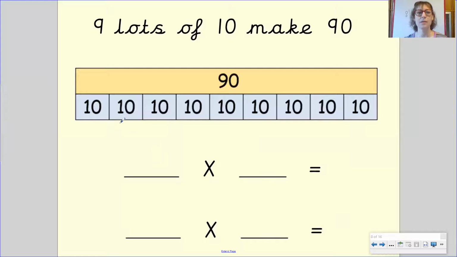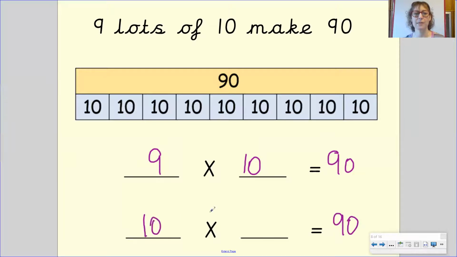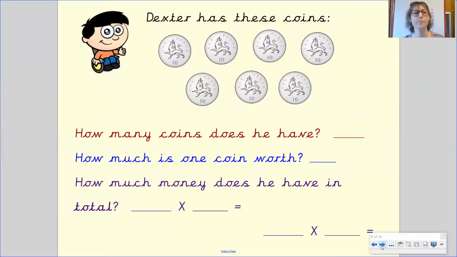Okay, now we have 9 lots of 10. 1, 2, 3, 4, 5, 6, 7, 8, 9. 9 lots of 10. And again, we have been given the answer, but we could work that one out for ourselves. 10, 20, 30, 40, 50, 60, 70, 80, 90. The answer is going to stay the same, and the numbers are just going to swap places. So 10 times 9. If you could do your 9 times table, counting nines, you would find out that 10 times 9 was 90. I'm not going to prove that to you. Please trust me on this one. If you can count in nines, you can work it out for yourself. If not, just trust me.